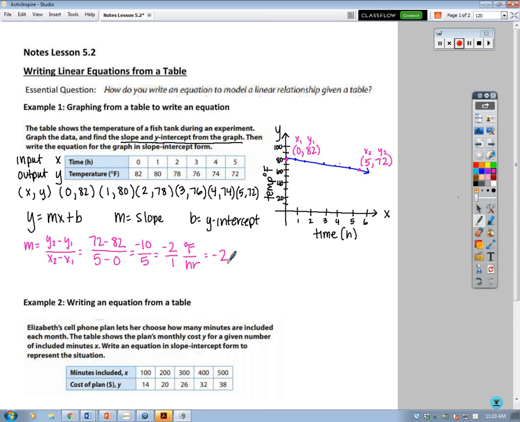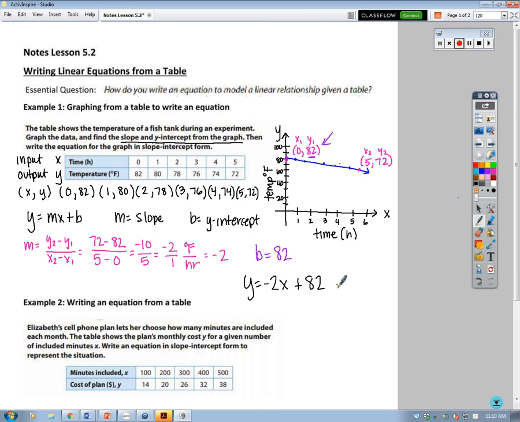And then my y-intercept is just going to be the point where my line crosses the y-axis, right? So here we go. I'm going to look at my y-axis. I'm going to see where my line crosses, which is this point right here again. And so it's my y value when x is 0. So b equals 82, which is my initial value, right? That's the number that I start at in this case. So I've got m, I've got b, I can plug these in, and I've got y equals negative 2x plus 82.